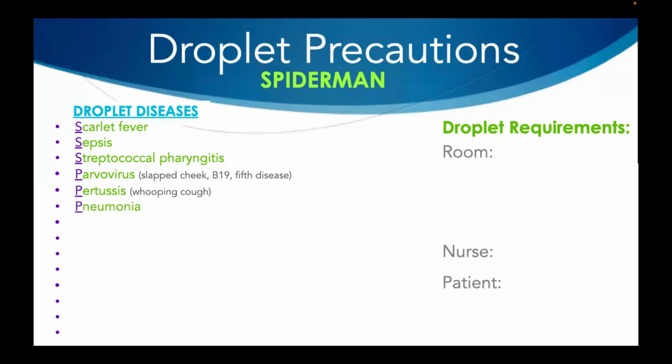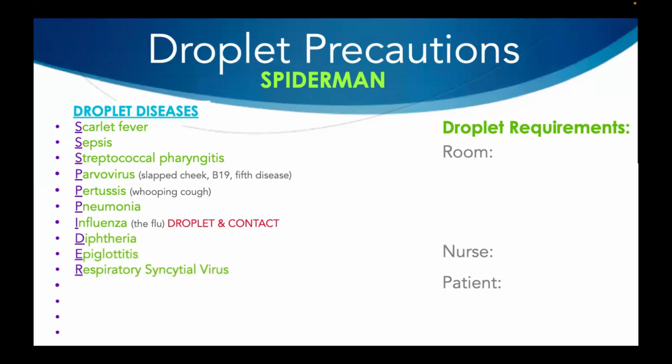And what is the last P for diseases of droplet precautions? Pneumonia. What is the I? Influenza. What is the other name for influenza? The flu. The word's right in there. What disease starts with a D and requires droplet precaution? Diphtheria. What does the E stand for? Epiglottitis. What are the R's? Respiratory syncytial virus or RSV.